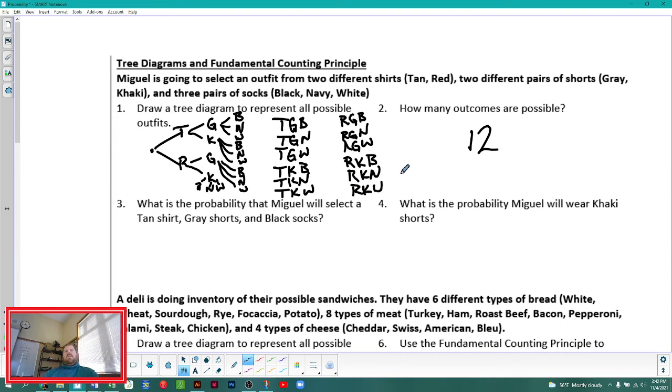Now, having the possible outfits laid out like that makes the probability question a little bit easier. Because the next one asks, what is the probability that Miguel will select a tan shirt, gray shorts, and black socks? So the probability that he'll select tan, gray, black, that happens exactly one time out of the 12 possible. So that probability is 1 out of 12.